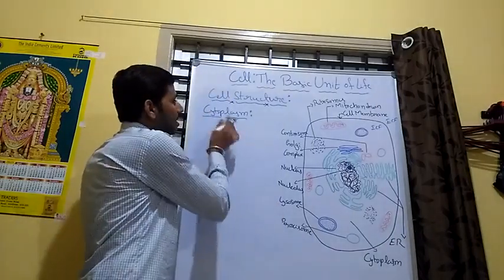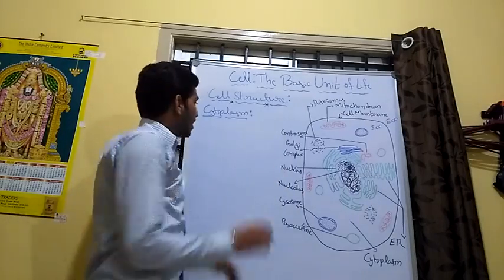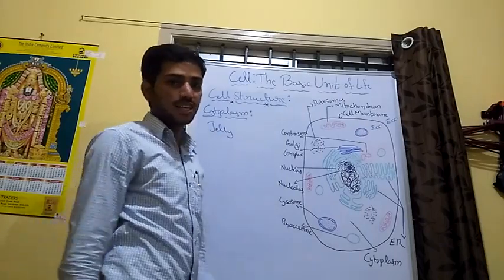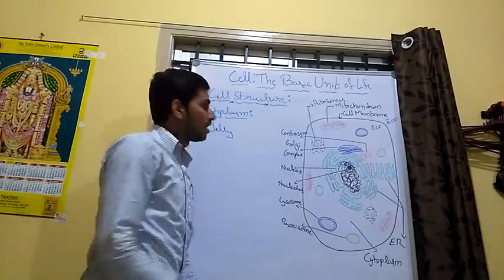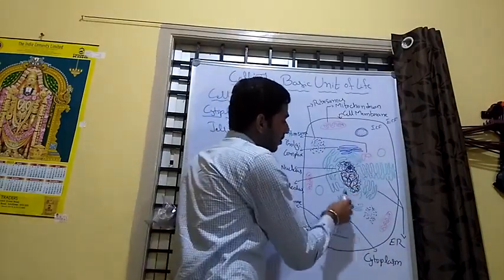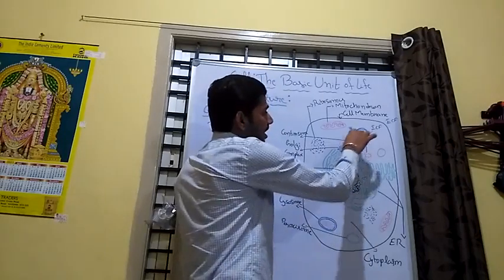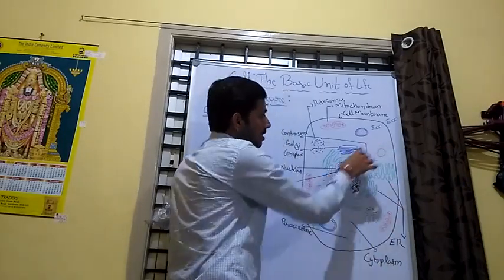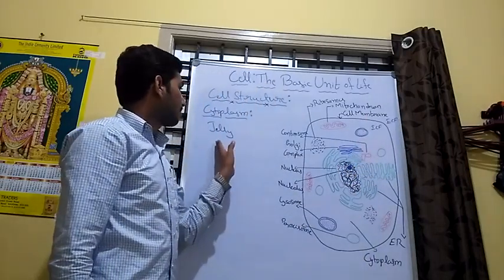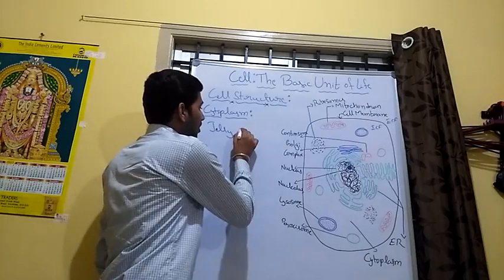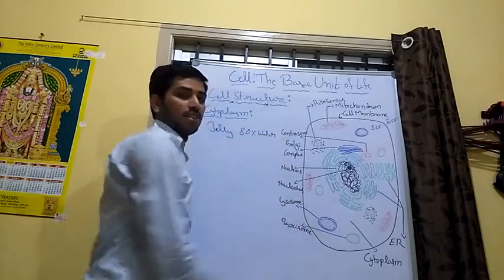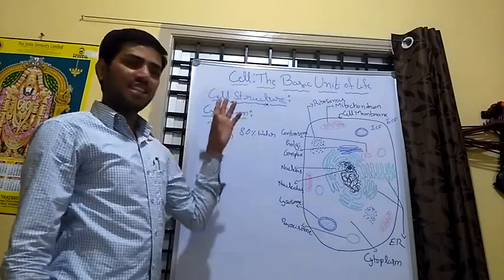Next, we go to the cytoplasm. Cytoplasm is the thin jelly-like structure. The jelly-like structure comprises 80% of water. Cytoplasm is within the cell membrane and outside the nuclear membrane. The jelly-like material present within the cell membrane and outside the nuclear membrane is called cytoplasm, and it comprises 80% of water. The jelly-like substance contains 80% of water, and also it contains many cellular organelles.